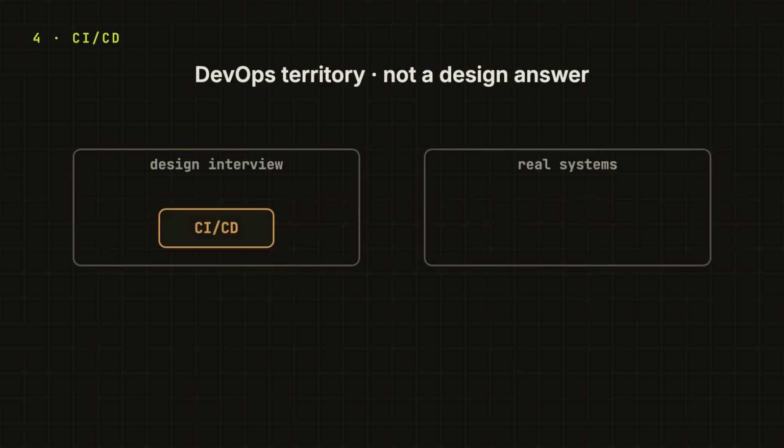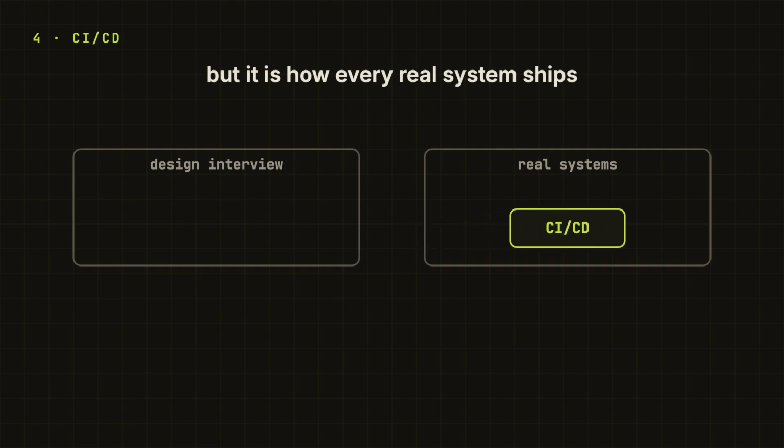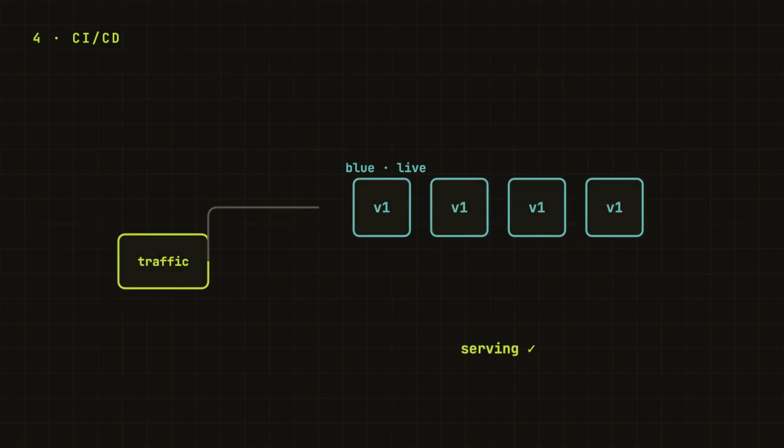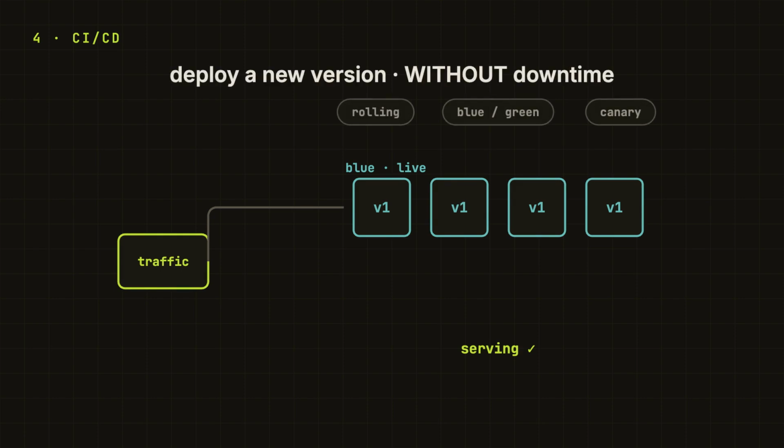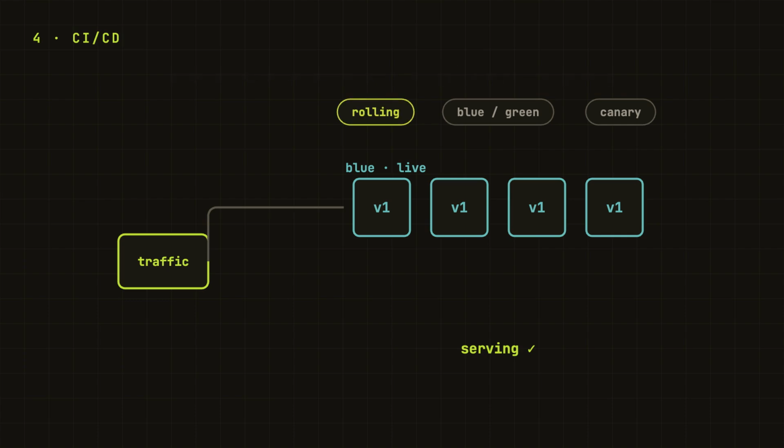Now, CI/CD is DevOps territory rather than a system design interview topic, but it is how every real system actually ships, so it is worth knowing. The interesting part is how you deploy a new version without downtime. There are three standard strategies. The first is a rolling deployment. You replace your servers with a new version a few at a time, so the site stays up throughout.